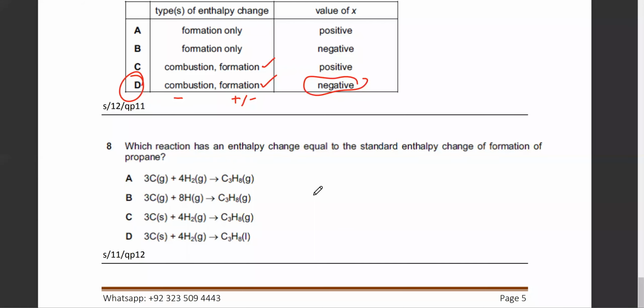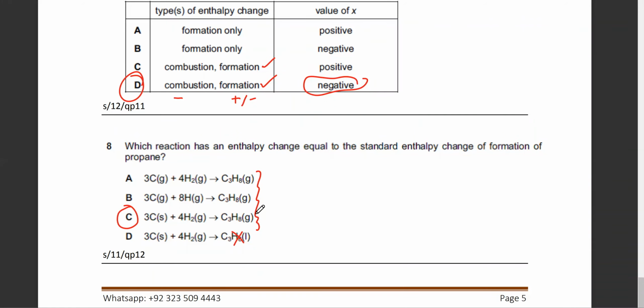So I think this is the last question. It's the formation of propane. Propane is a gas. It's C3H8, and it would be formed from its elements. Which one is the correct equation? This is wrong because propane at room temperature is not a liquid. So it's going to be C, that carbon is going to be a solid and H2 is going to be a gas. Elements forming the compound.